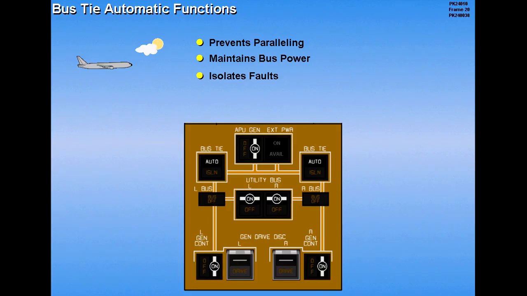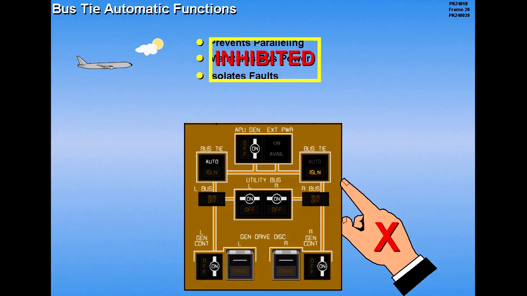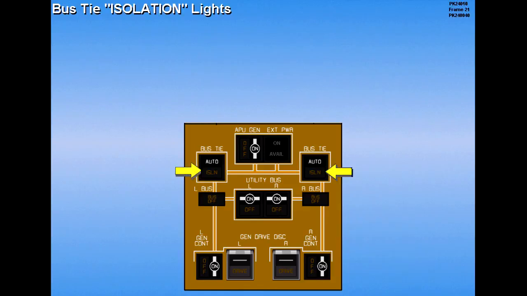In flight, the bus tie switches should not be actuated. Actuation may inhibit the automatic protective features. The bus tie isolation lights will illuminate when the switches are not in the auto positions.